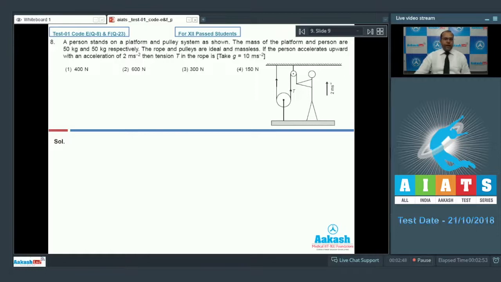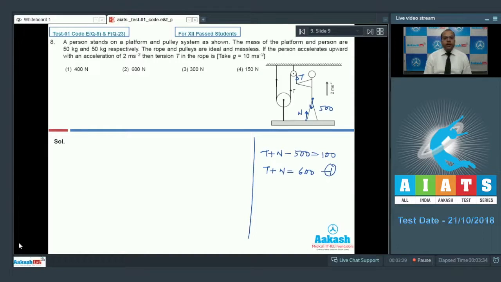So if I draw the free body diagram, then mg will act in this direction, 50 into g, that is 500. Normal will act upward, and tension T will act upward. Since the man is moving upward with an acceleration of 2 meter per second square, I can write the equation as T plus N minus 500 is equal to mass into acceleration, that is 100. So from here we will get the value of T plus N, that is 600. This is my equation 1.